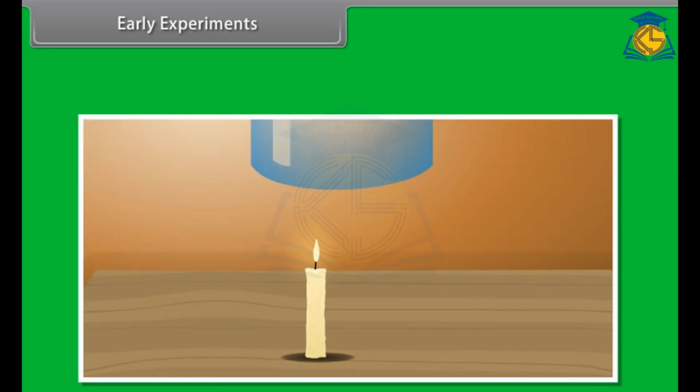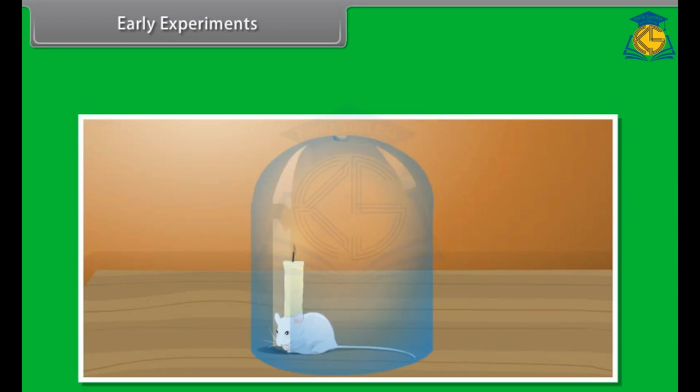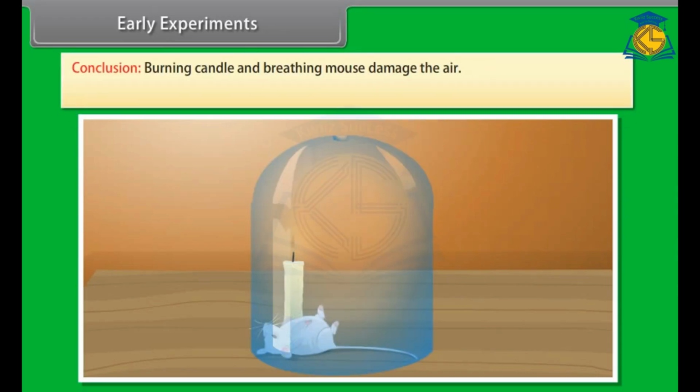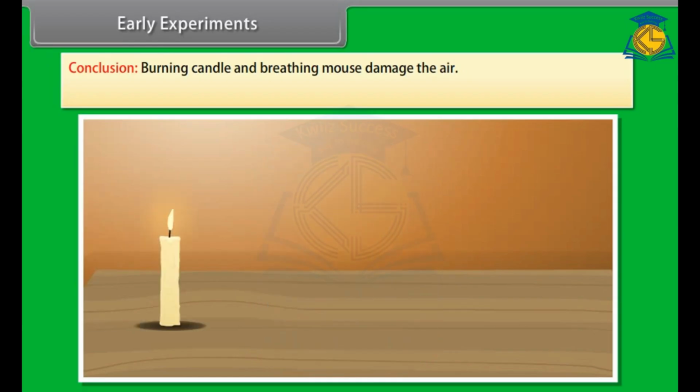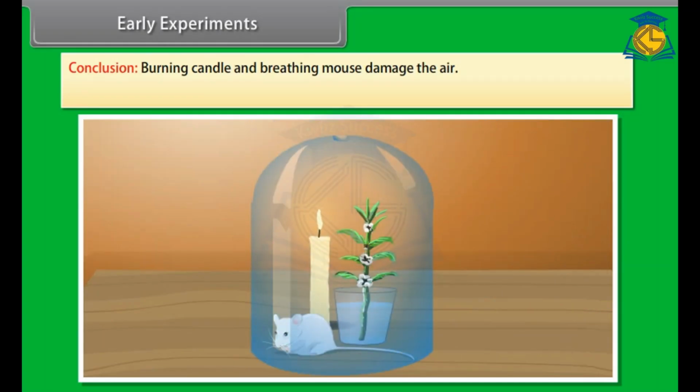Early experiments. Priestley experiment. First he placed a candle in a closed jar and it got extinguished. After that, he placed a mouse in the bell jar and the mouse also got suffocated. He concluded that a burning candle and a breathing mouse damage the air. Now he placed a mint plant in the closed jar and it was observed that both mouse and candle survived very well. He concluded that plants restore the air that was damaged by the candle and mouse.